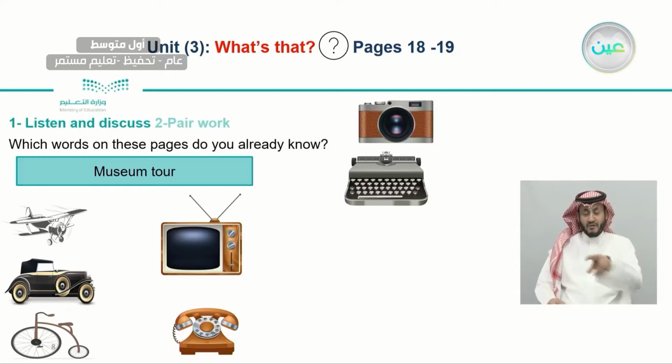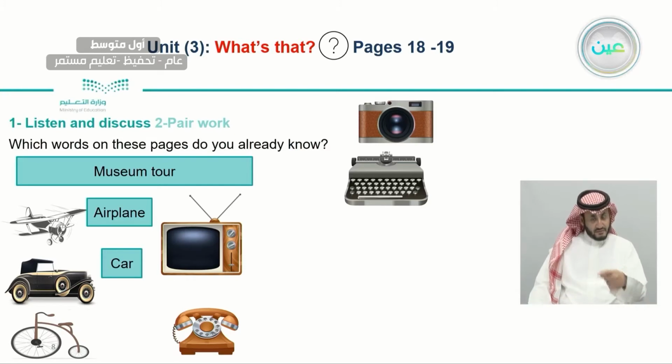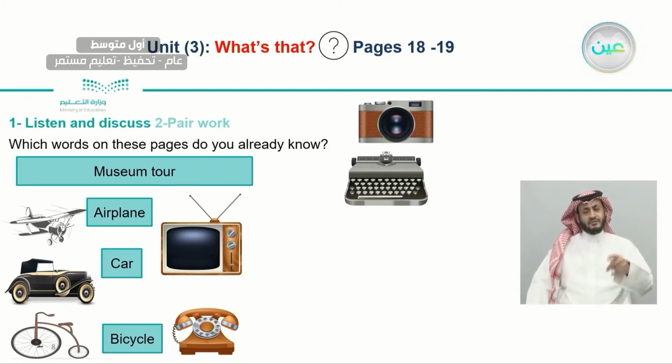Also, we learned some words. Look at the pictures. Do you remember their names? What is the first item right here? What is it? Good job. It's an airplane. Good job. Do you remember the spelling? Perfect. How about the second one? It's a car. Good job. How about the third one? Perfect. It's a bicycle. Okay.